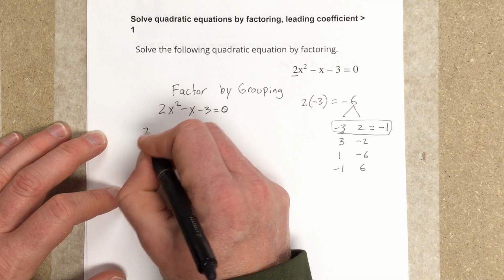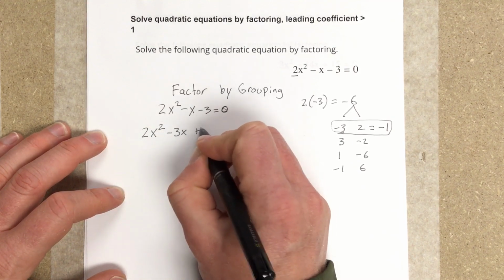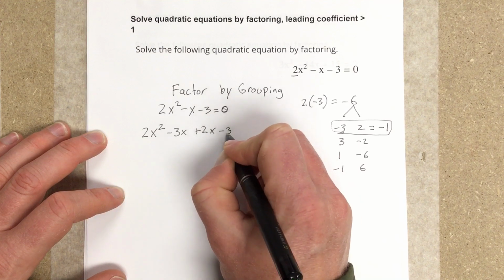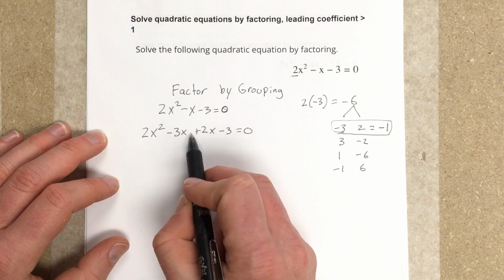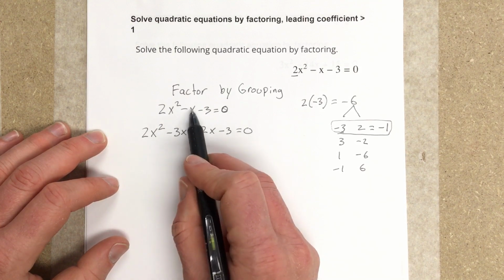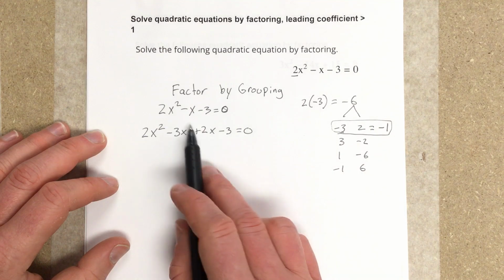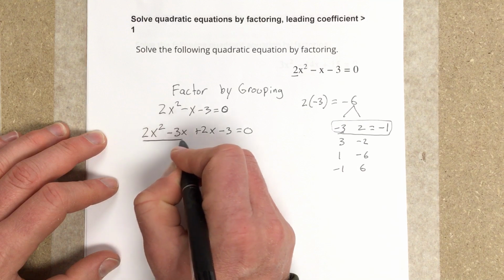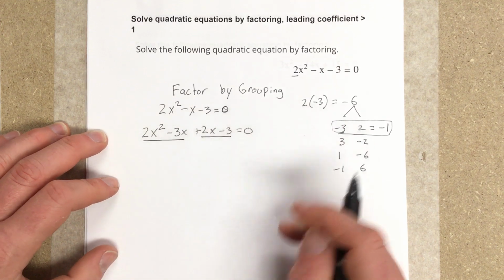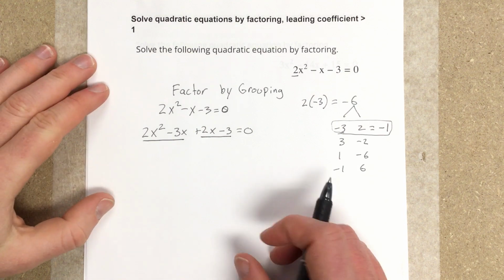So I'm going to write this as 2x squared minus 3x plus 2x minus 3. Now, these terms, no matter how I write them, still add up to negative x. So I haven't changed the equation. I've just rewritten it so it's 4 terms instead of 3. And the reason I've done that is now we're going to do the factor by grouping. We're going to group the 2 terms on the left and the 2 terms on the right together, and we're going to factor something out of them.